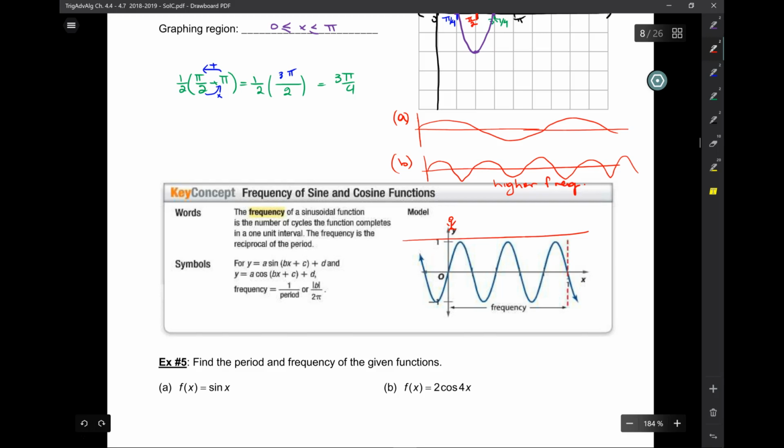Yes, it's physics. Which one of these has a longer period? A has a longer period. It takes much longer for it to complete a wave. So higher frequency, shorter period.